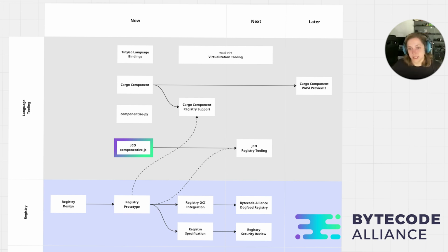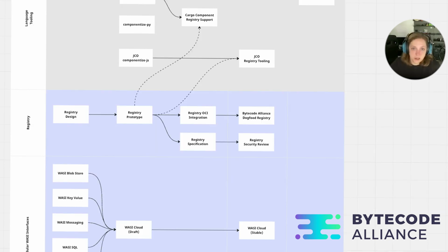JCo hasn't added it yet, but it's something that we expect to happen soon. Like Cargo Component has already added registry support, we expect JCo to start adding registry support. So we expect each one of these different language ecosystems to start adding their own tooling around registries and other things that make it easier to build, test, and run components in that language ecosystem.